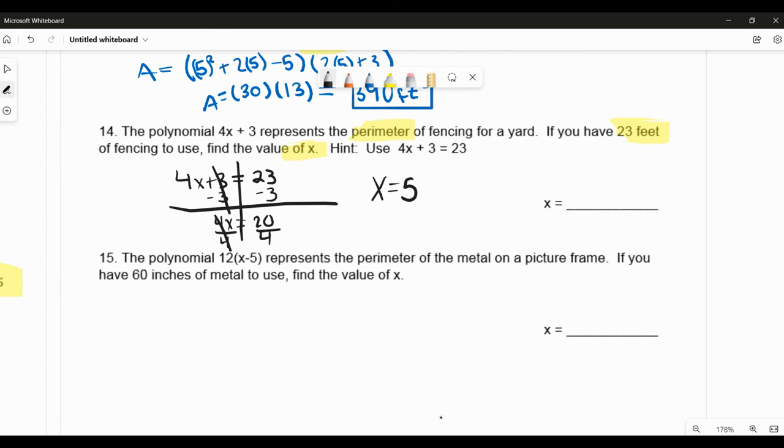Now, what is x? The problem says the polynomial represents the perimeter or fencing for a yard. Find the value of x. So x is just equal to 5. And that's the end of our problem.